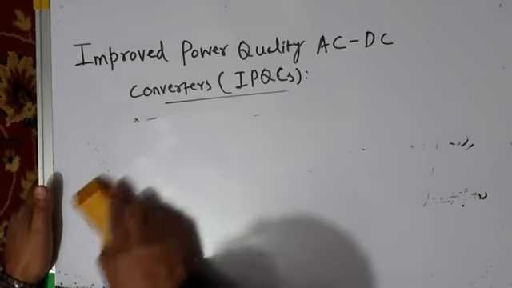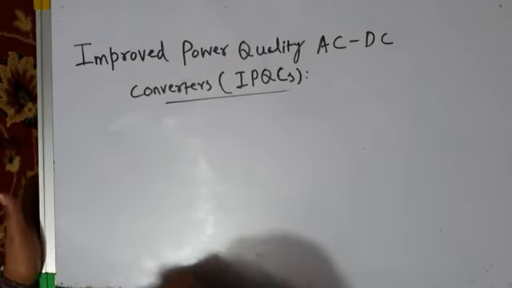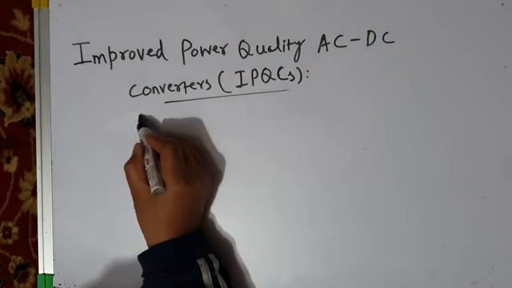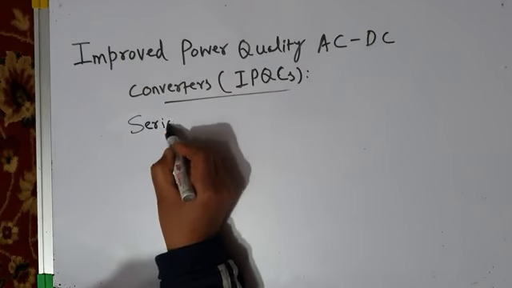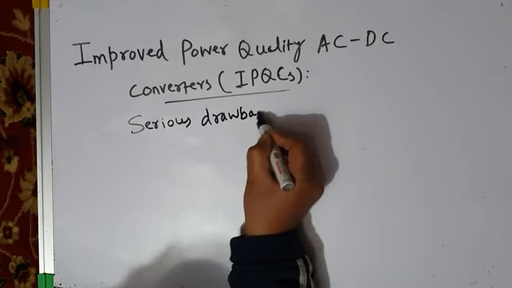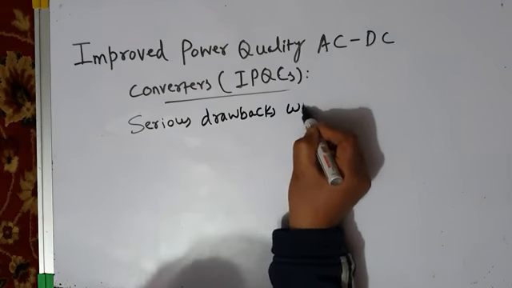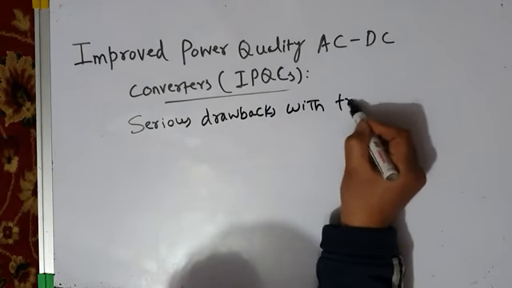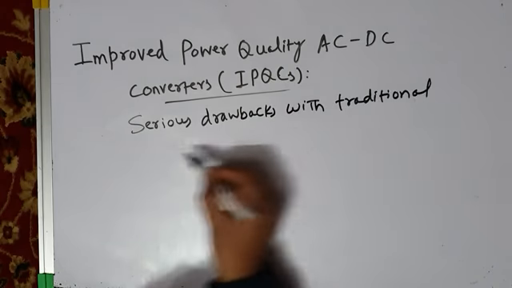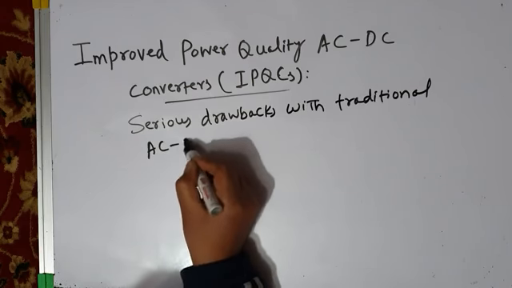Before discussing various types of these AC to DC converters, you have to understand what the problem is with conventional AC to DC converters. What are the serious drawbacks with traditional or conventional AC to DC converters?